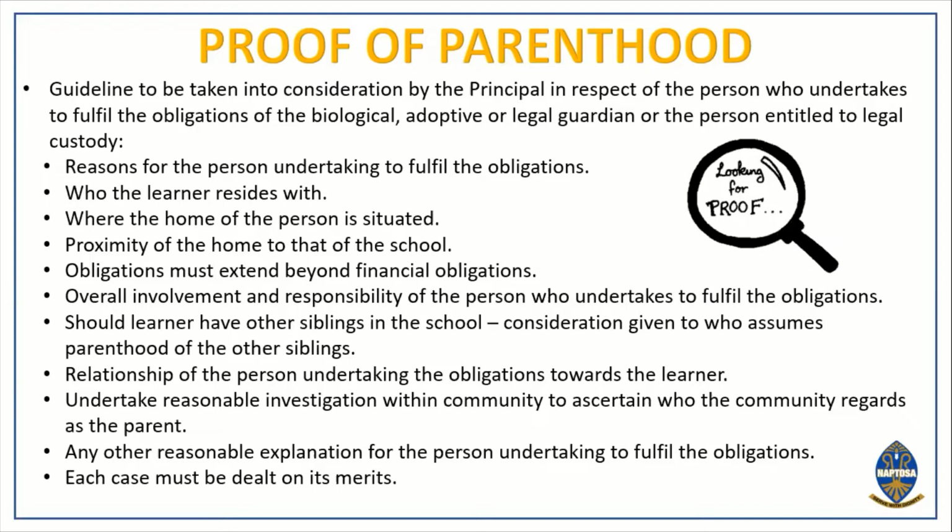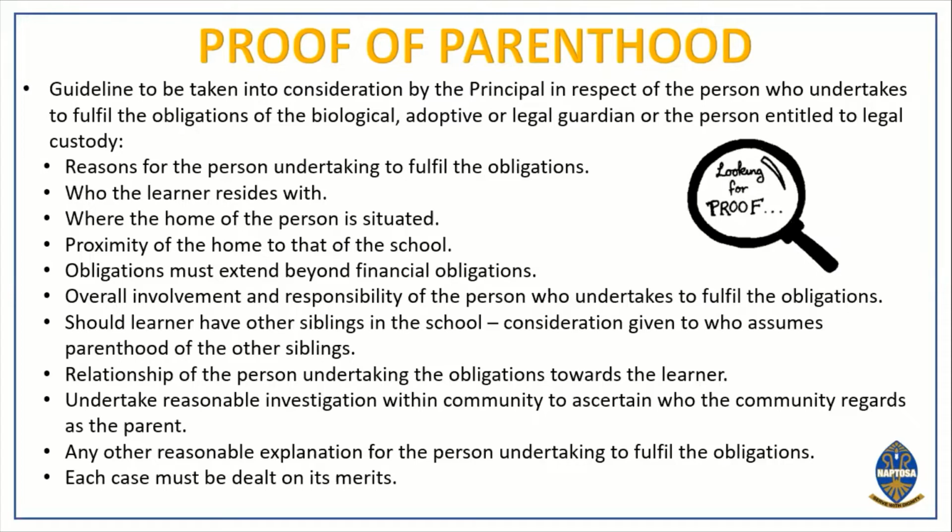The principal also needs to undertake reasonable investigation within the community to ascertain who the community regards as the parent. And I think this is more applicable in your real rural communities, where you have children living with family members for various reasons, where the parents are working in the city and assuming jobs elsewhere and leaving the children within the community. So the community even needs to help ascertain who they would regard as the parent. And then any other reasonable explanation.